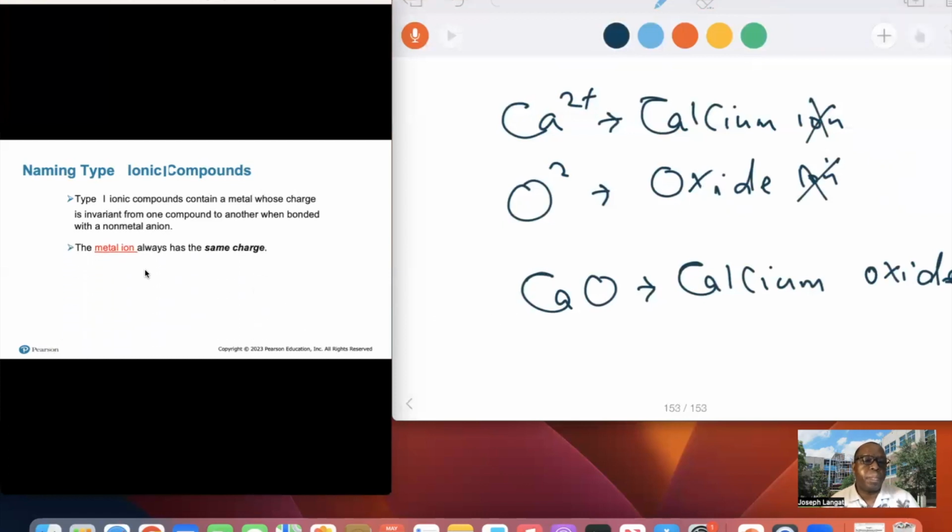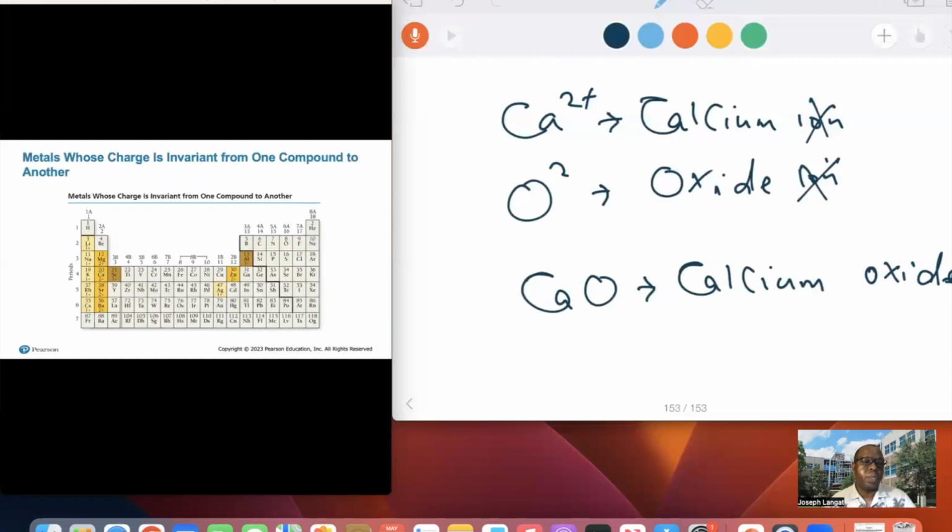So you will name the metal always with the same charge. The metal always has the same charge for type 1, by the way. That's what is meant by this. Metal ion always has the same charge. Same charge means it's not going to change. Always calcium will form +2, will never change. Sodium will always form +1. Potassium will always form +1. Fluoride will always form -1, phosphide, and so forth. That's what is meant by same charge.